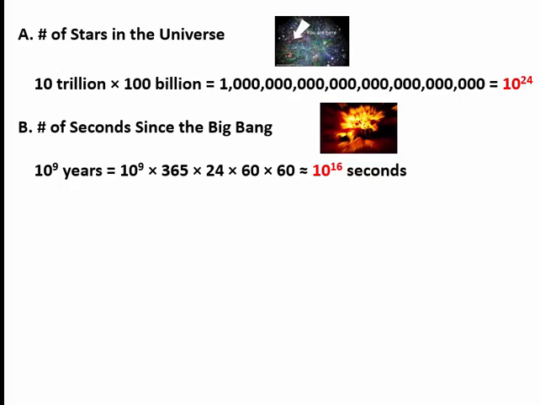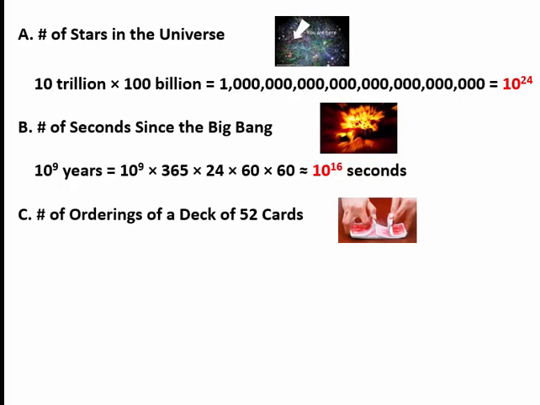All right, C, the number of orderings of a deck of 52 cards. Well, after you shuffle a deck of cards, there are 52 choices for the card on top, then 51 for the second card, 50 choices for the third card, and so on. So using the multiplication principle of counting, the number of possibilities is 52 times 51 times 50 times 49, and so on, which can be notated in math as 52 factorial. And a calculator or computer software tells us that's about 10 to the 68th. So that's our biggest number so far, isn't it?